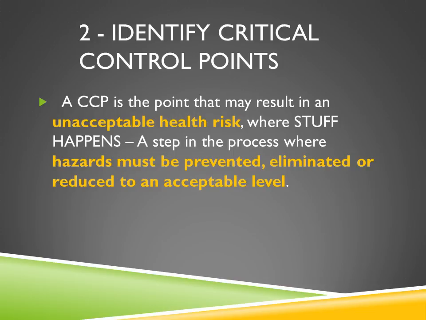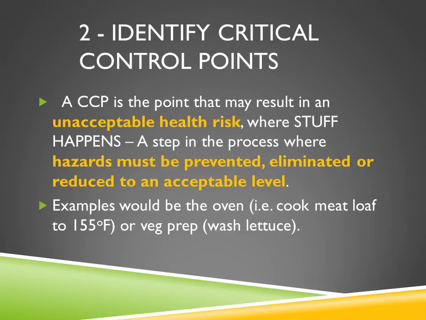A CCP, or critical control point, is the point that may result, if you don't check the food properly, in an unacceptable health risk, where stuff happens. It's a step in the process where the hazards must be either prevented, meaning they never happened, eliminated, meaning you grew too many bacteria but you cooked to 165 and got rid of them, or at least reduced to an acceptable level. You're not serving sterile food, but you've got few enough bacteria in there, or little enough dirt, that it's not going to be a problem.